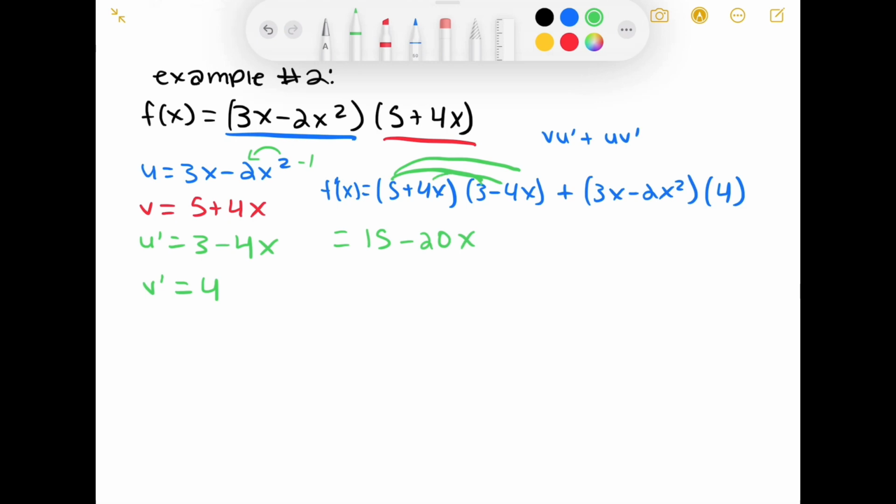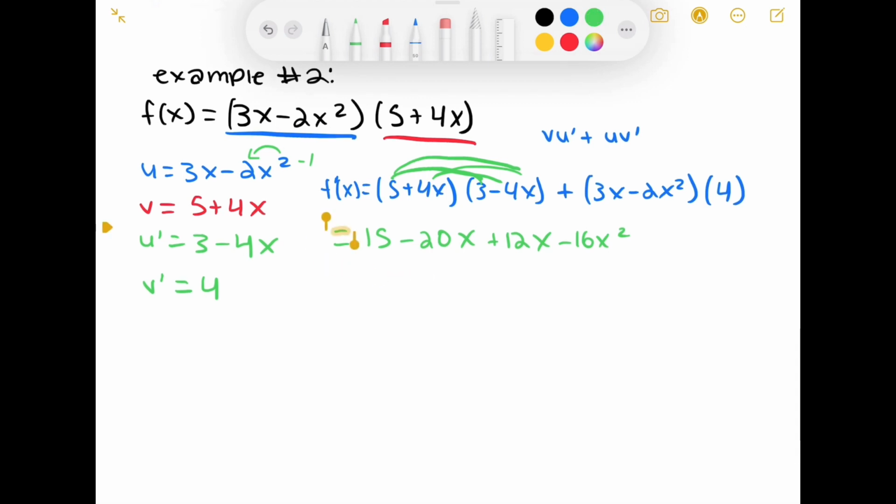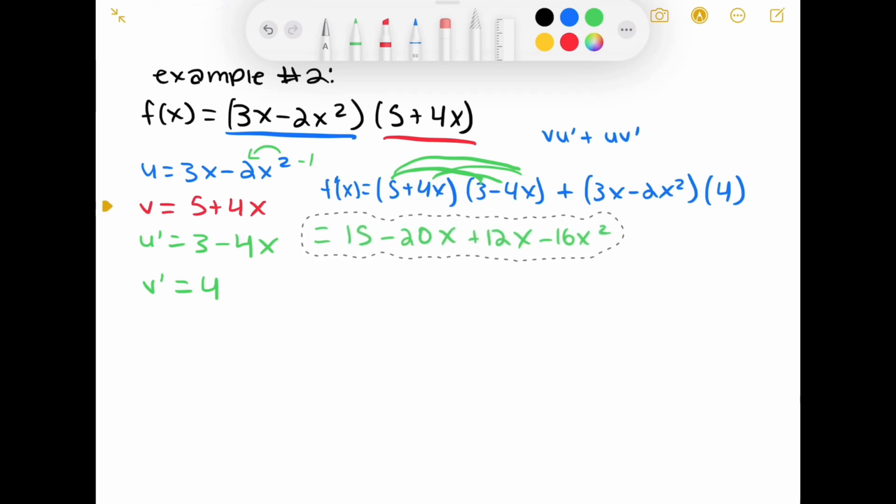Then 4x times 3, which is 12x, and then we are going to do 4x times negative 4x, which is negative 16x squared. Let me move my equation because I don't think I'm going to have enough space for all of this. Okay, and so we're going to do the other side now.